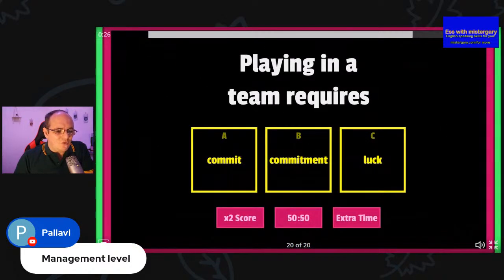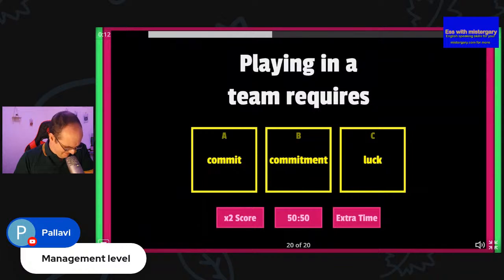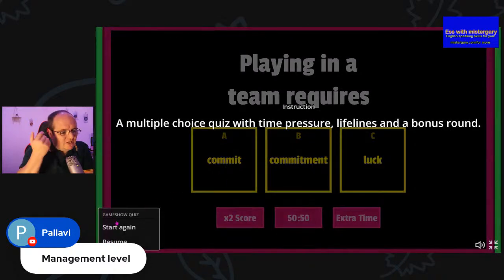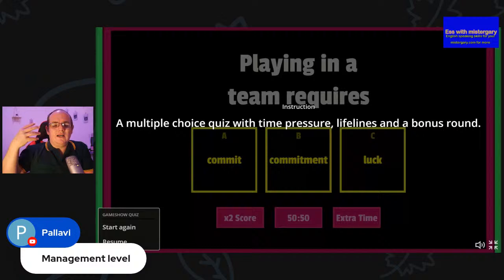Playing in a team requires commit... Commitment. Or luck, chat. Commitment or luck. Now, when you commit to something, it means that you are dedicated. You want to do that thing and do it well. Commitment is the result, isn't it?